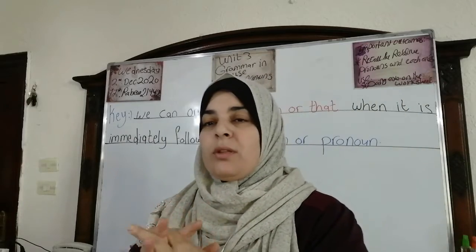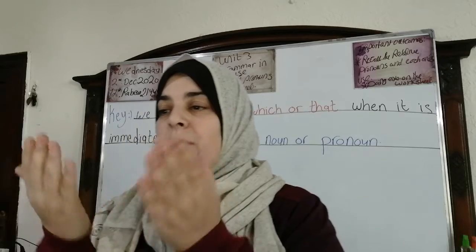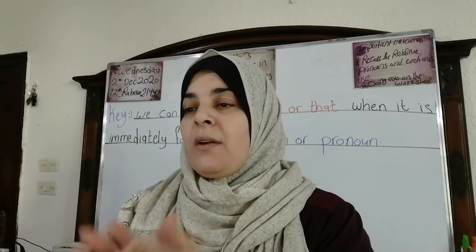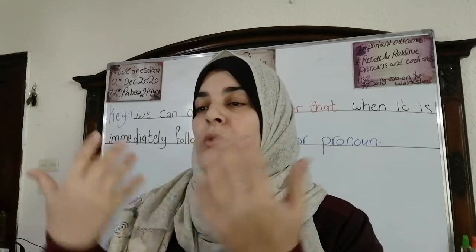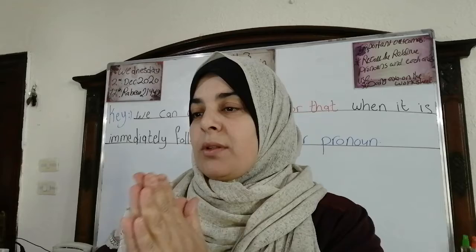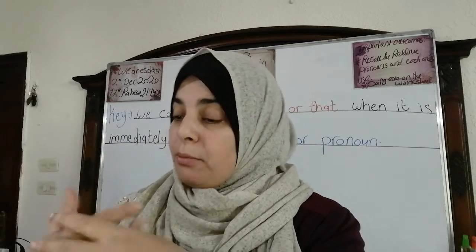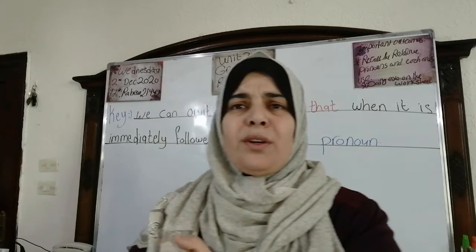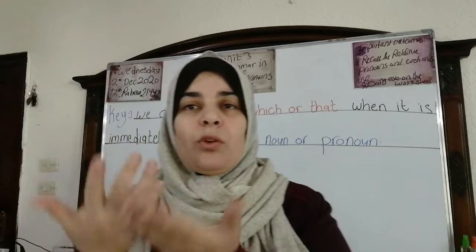Please follow me. We use the relative pronouns to give information about the person, the thing, the place, or the time in the first half of the sentence. Okay? Again, why do we use the relative pronouns? We use them to give information about the person, thing, place, or time that is mentioned in the first half of the sentence. Okay?